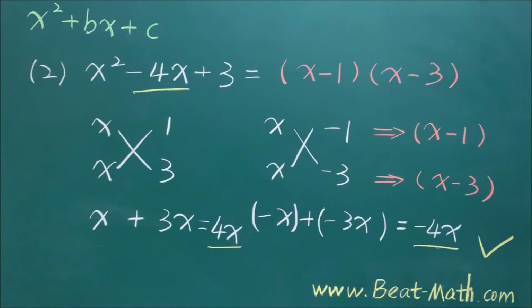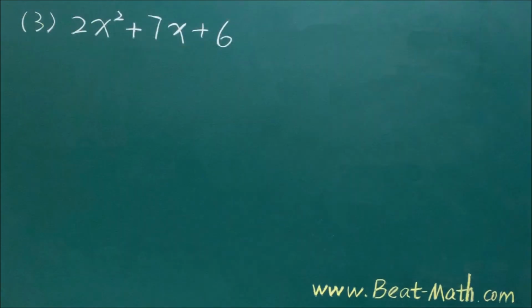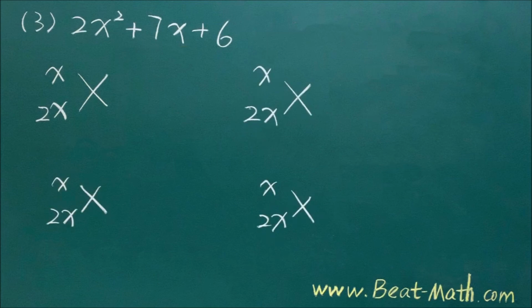Now let's talk about when a is not equal to 1. The idea of solving this kind of problem is still similar. Let's try this one together: 2x squared plus 7x plus 6. In this situation, we must pay attention because the left side of the cross is not x and x anymore, but x and 2x instead. Here 6 can be the product of 1 and 6, 2 and 3, negative 1 and negative 6, negative 2 and negative 3.